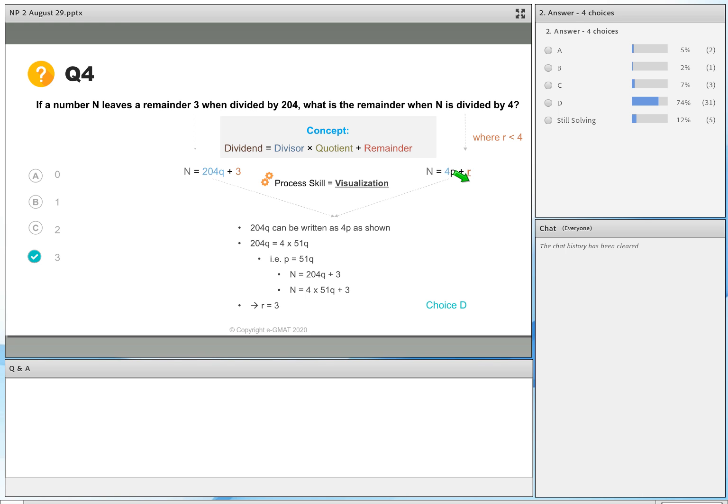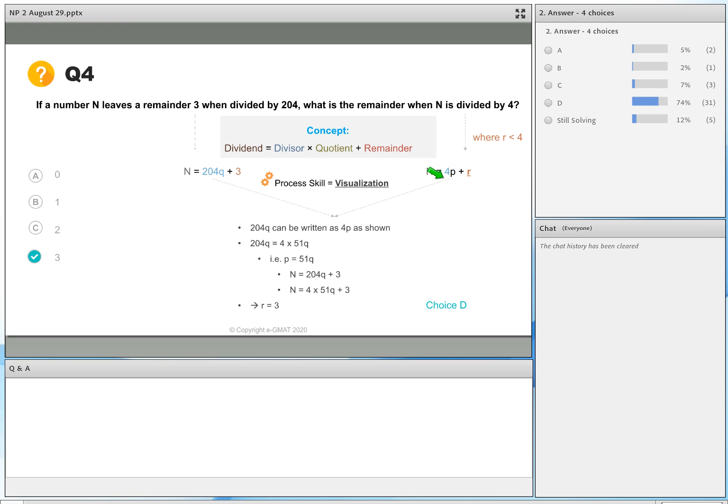Now, remainder has to be less than the divisor. So it has to be less than 4, because otherwise, why would I stop dividing? If my remainder is still big, I'll continue dividing, right? Now it's like an algebra question. This is one equation. This is another equation. You want to use the first one to get the second.